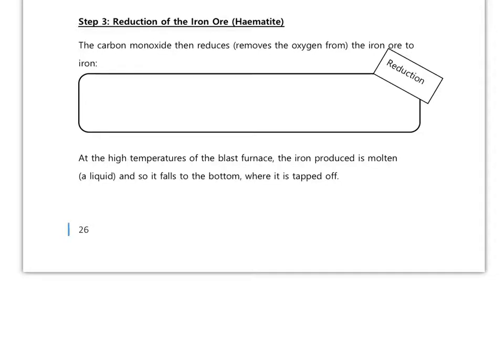Step 3 then is essentially the extraction of iron, and what happens here is the carbon monoxide reduces, it removes the oxygen from the iron ore to produce just iron. So we've got reduction happening here, the removal of oxygen from our iron oxide. Again, let's write a balanced symbol equation for this. We'll write our word equation first of all.